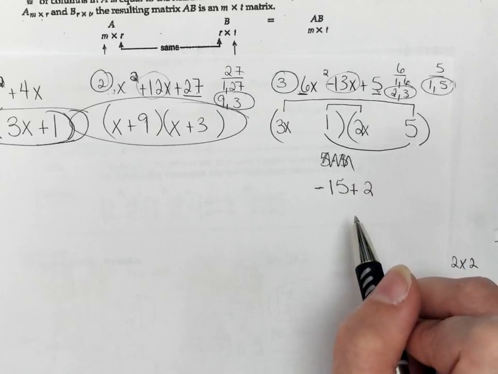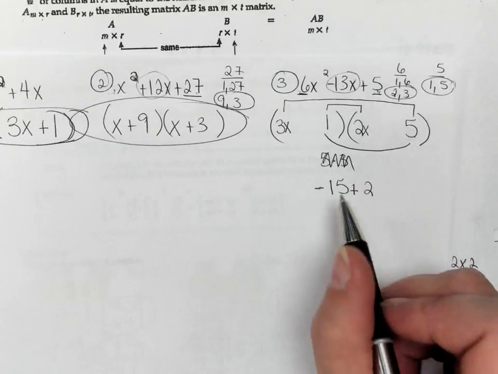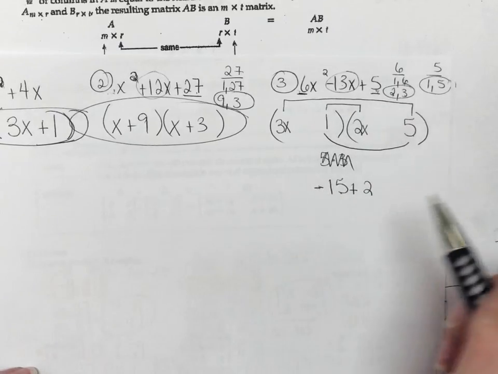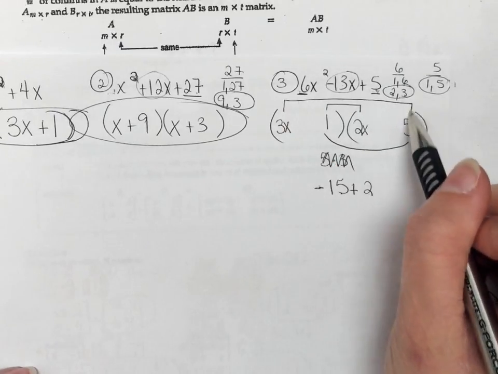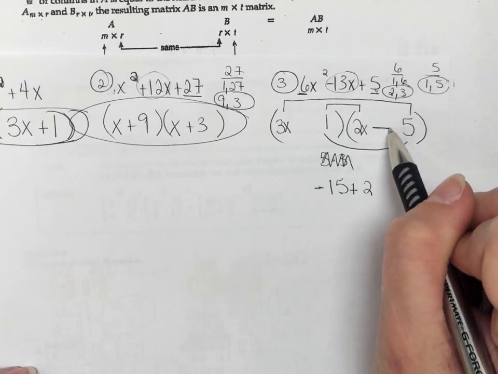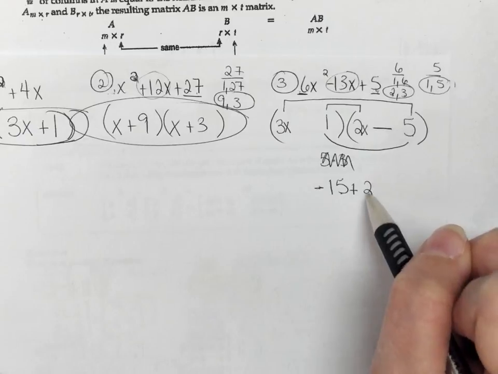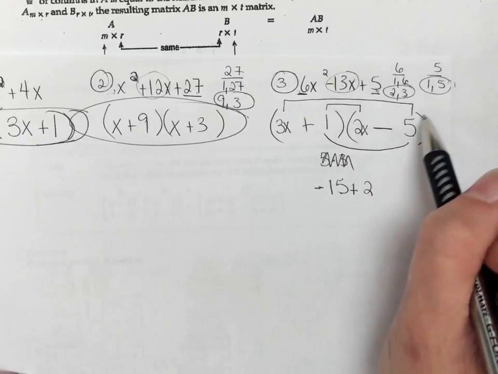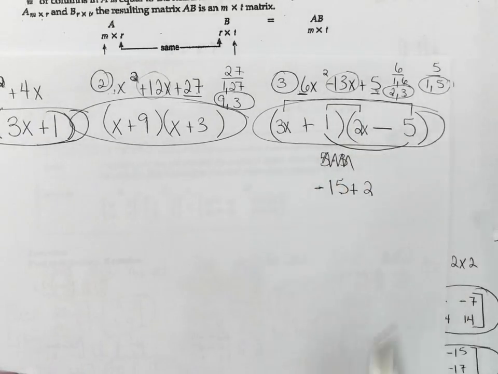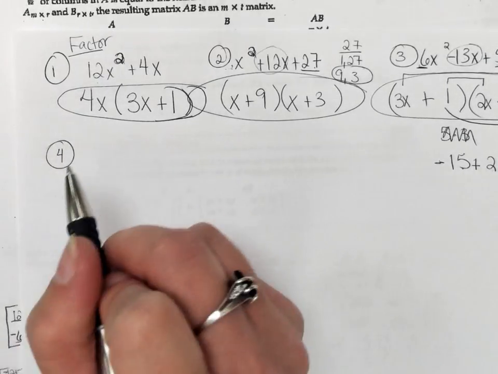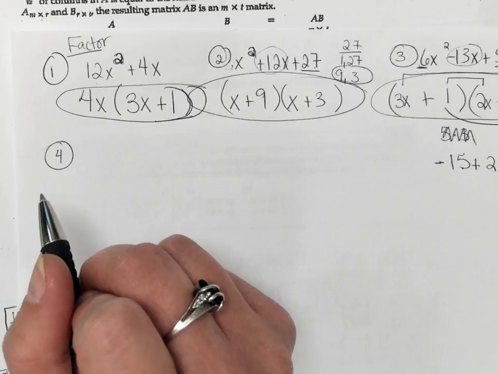Alright, so now you ask yourself, how did I get to 15? Because that's where the negative goes. What did I multiply to get 15? 5 and 3 right here. So that's where the negative goes. So 3x times negative 5 is negative 15. And how did I get the 2? That's 2 times 1. Oh, okay, I get that one. That really confused me. Getting better?